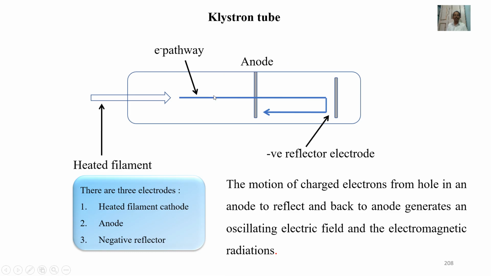The parts of the klystron tube: we have the heated element, which acts as the cathode. The electrons are coming out from the cathode, and there is an anode in which some holes will be there. These electrons will have very high velocity and will pass through the holes, and there is a reflector electrode, and the electrons will come back and generate an oscillating electric field. So there are three parts: heating element, which is nothing but a cathode, anode, and negative reflector. The motion of charged electrons from the hole in the anode to the reflector and back to the anode generates an oscillating electric field and electromagnetic radiations.